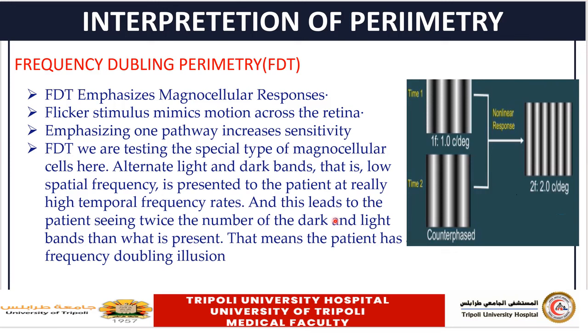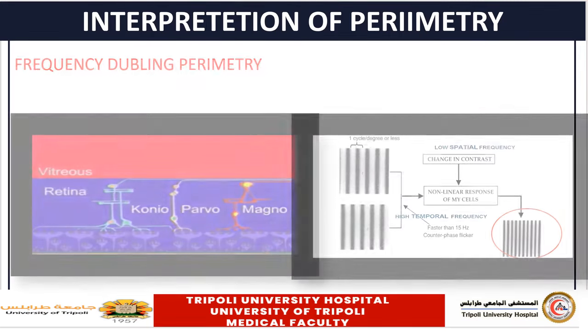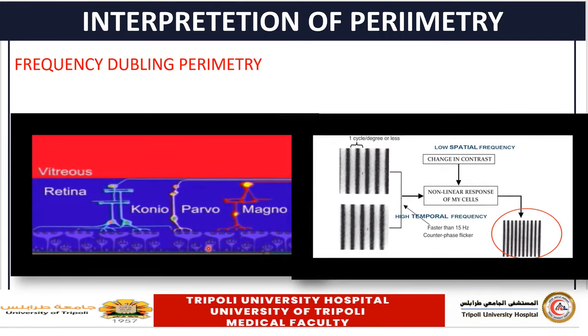standard automated perimetry. So the target or the stimulus is bars of dark and bright bands with a low spatial resolution of around 5 degrees and high temporal frequency of around 18 hertz. This will create an optical illusion of frequency doubling, as if the patient is seeing more bars than what he's seeing. And this will mimic motion to the patient and stimulate the magnocellular cells. So these are the different varieties of ganglion cells in the retina.